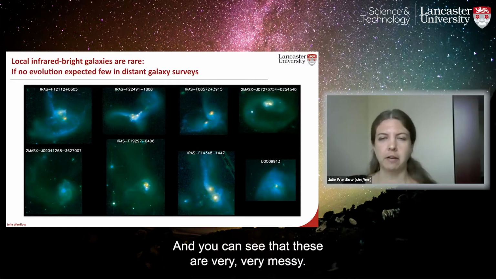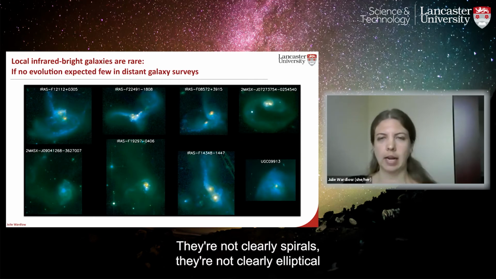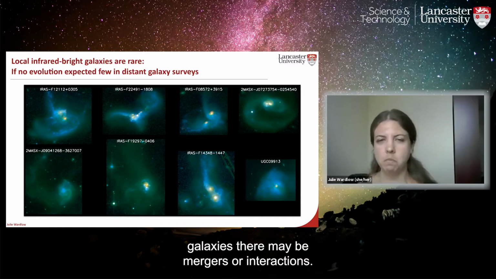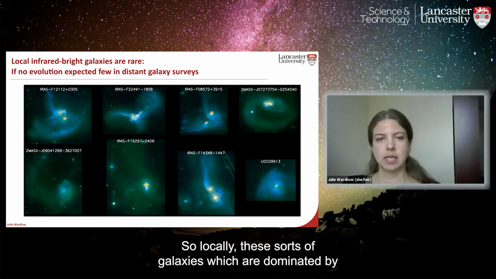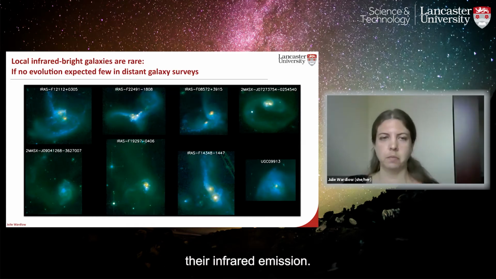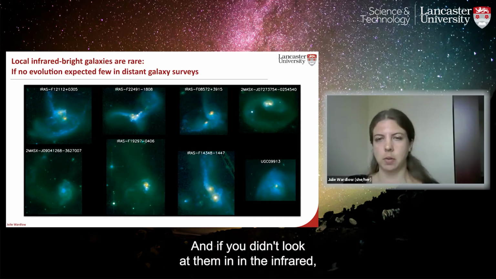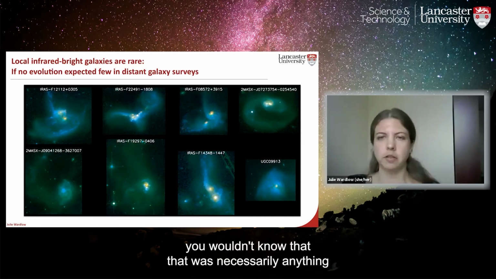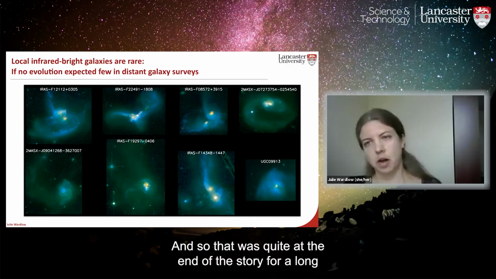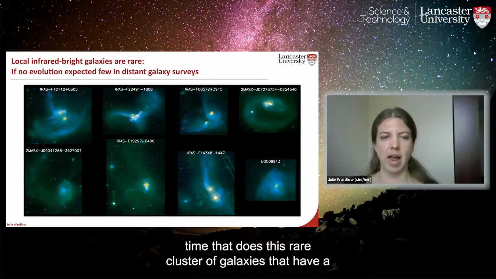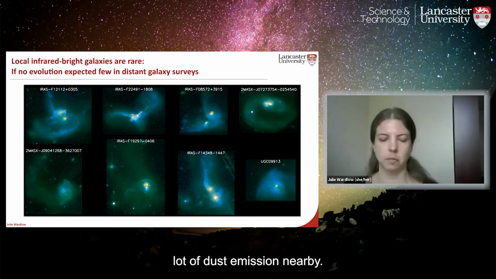And you can see that these are very, very messy. They're not clearly spirals, or they're not clearly elliptical galaxies. There may be mergers or interactions. They've got lots of bits being flung out all over the place. So locally, these sorts of galaxies, which are dominated by their infrared emission, and if you didn't look at them in the infrared, you wouldn't know that there was necessarily anything special going on. They're very rare locally. And so that was kind of the end of the story for a long time, that there's this rare class of galaxies that have a lot of dust emission nearby.